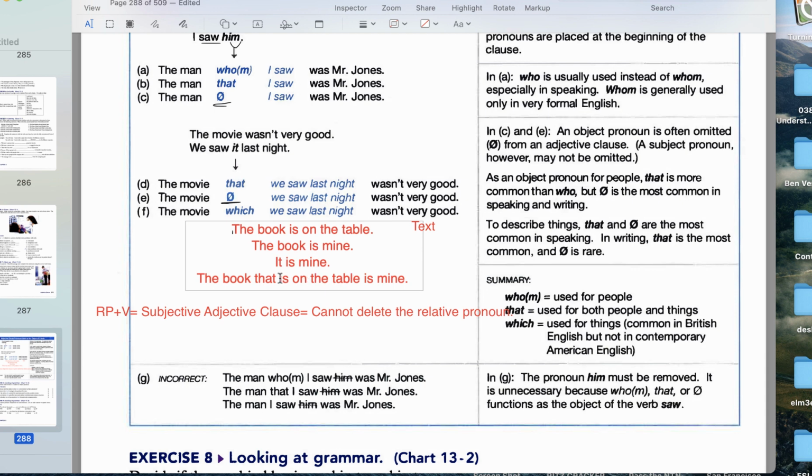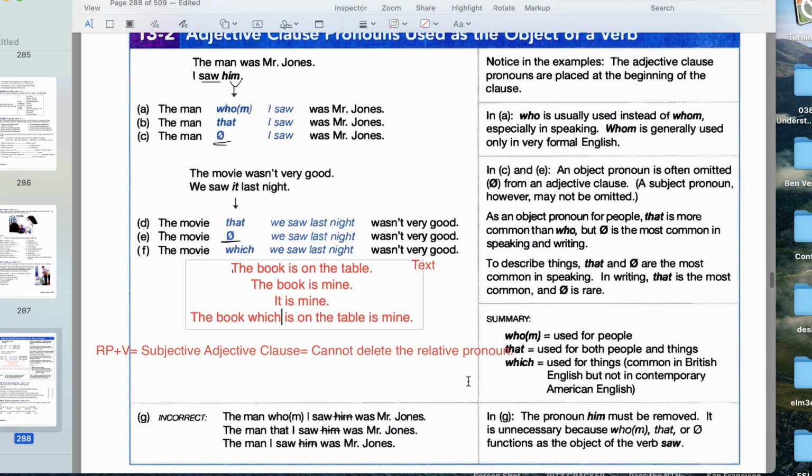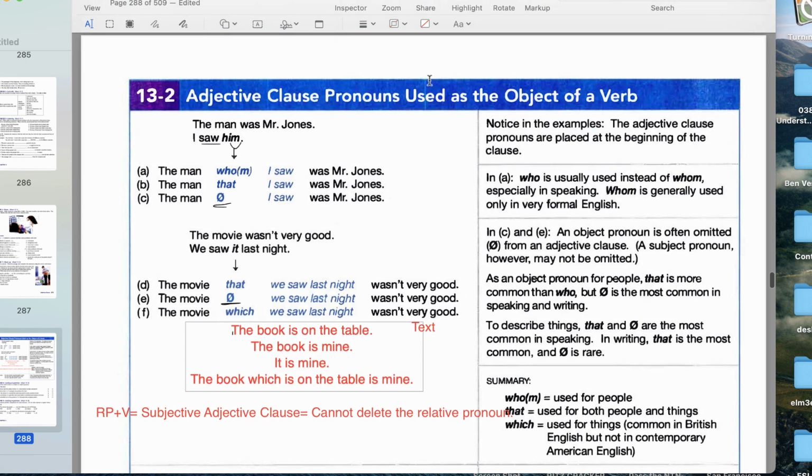Okay, now we can also say the book, which is on the table, is mine. But we can't say the book who is on the table is mine, right? So we'll keep which here. So just remember that. If it's a subject adjective clause, we don't delete it. And it tells you right here some other things that we have to delete. And let's go back to object adjective clauses, what we have been working on. And here is another formula for you to use.